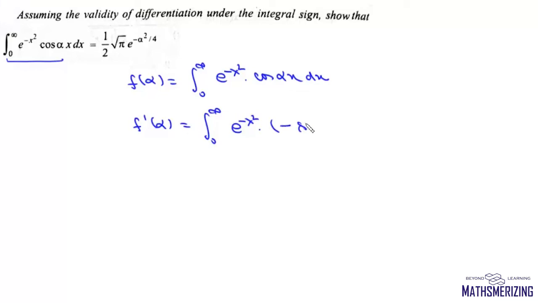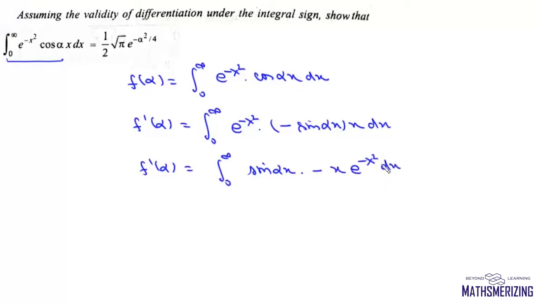minus sin alpha x into x dx. So we'll write this f dash alpha as this integral from 0 to infinite. We'll rearrange it a bit. We'll write sin alpha x into, and then minus x into e to the power minus x square dx. Now what we'll also do is, we'll multiply and divide it with 2. Now we'll solve this using integration by parts. So we'll take sin alpha x as the first function, and we'll take this as the second function.